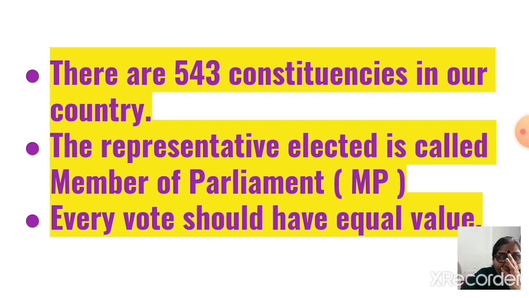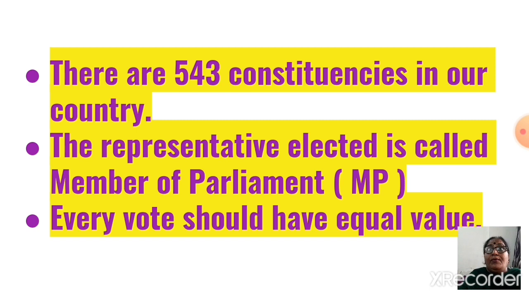So when they are dividing these areas into constituencies, the population should be roughly the same, not exactly equal. Each constituency should have roughly equal population within it. So we will have 543 leaders, that is Members of Parliament. Actually, children, in Lok Sabha we have 543 plus 2 seats, that is 545 seats in total.